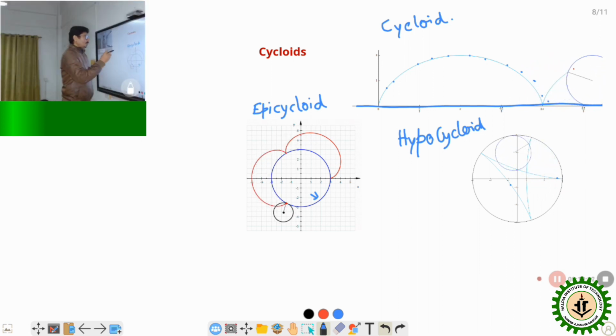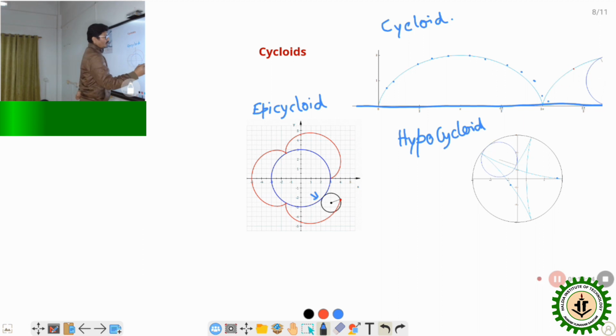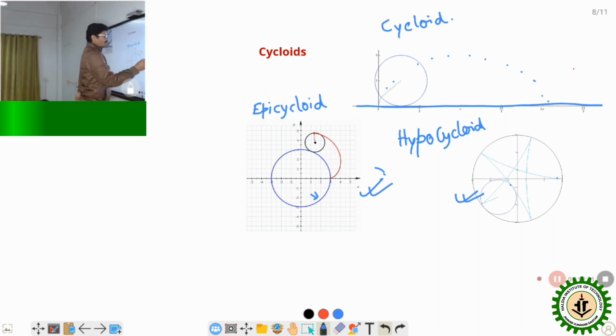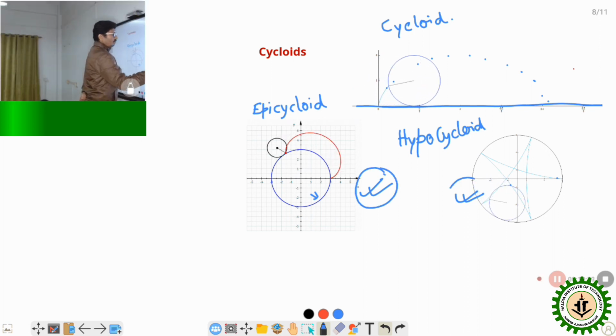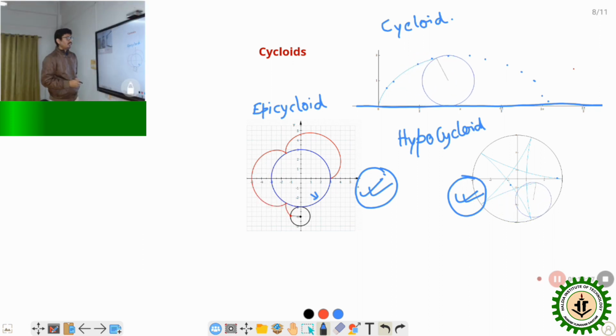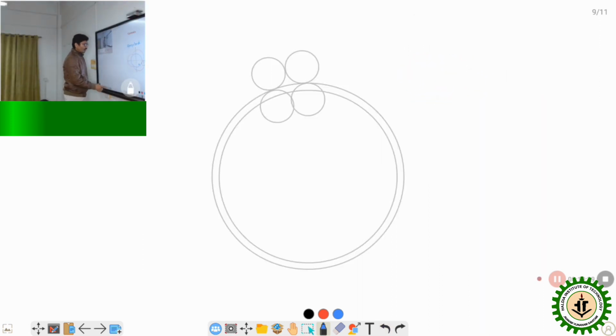Now, gear tooth profiles are generated based on this epicycloid and this hypocycloid. So these two curves, epicycloid and hypocycloid, are needed to generate the full profile of a cycloidal gear tooth. How will we do that?